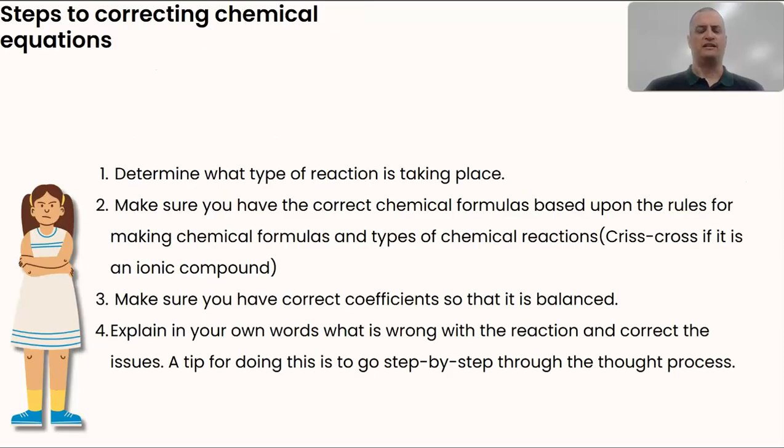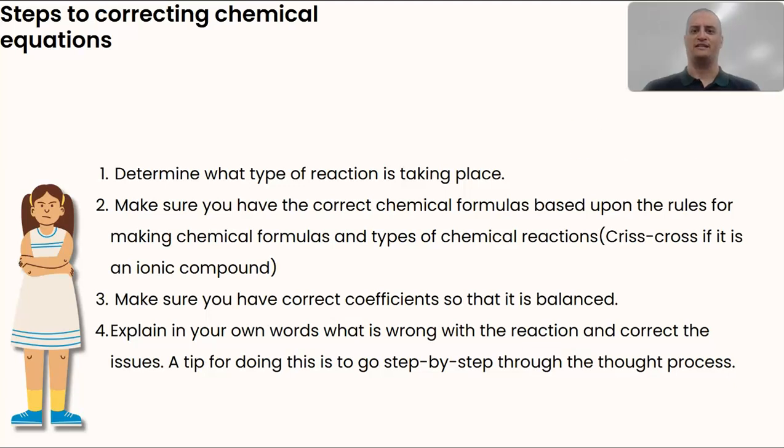Now, steps to correcting these chemical equations. You first need to determine what type of reaction is taking place. That will be the basis of how you know what products should be formed. For number 2, make sure that you have the correct chemical formulas based upon the rules for making chemical formulas and types of chemical reactions. Crisscross if it's an ionic compound, which most of these will be. Make sure you have the correct coefficients once you have those correct chemical formulas, because it needs to be balanced. The last part is kind of backtracking, looking at what you corrected to explain in your own words what was wrong with the reaction and correcting the issues. I think a good tip is to go step by step through this thought process.